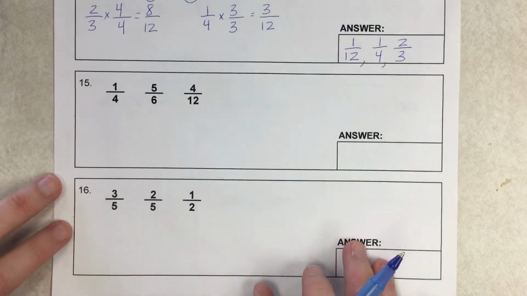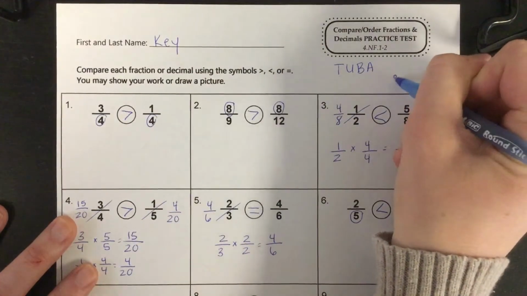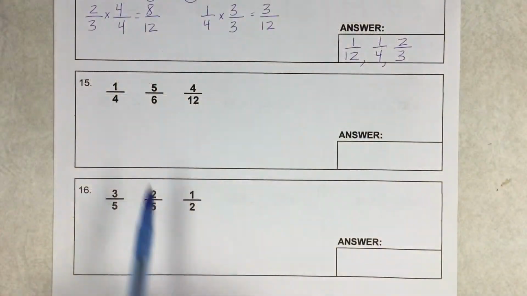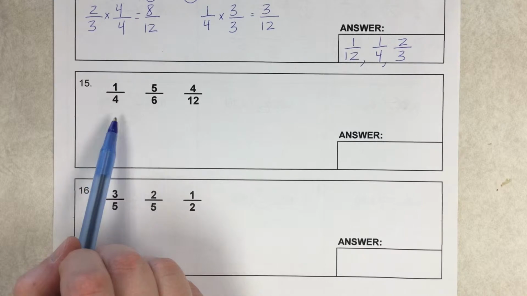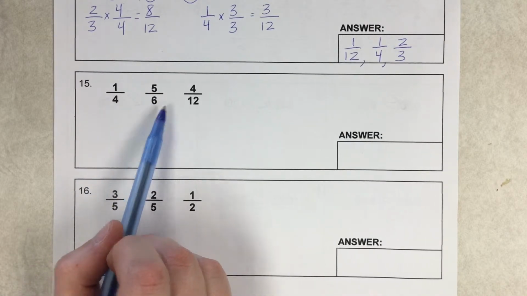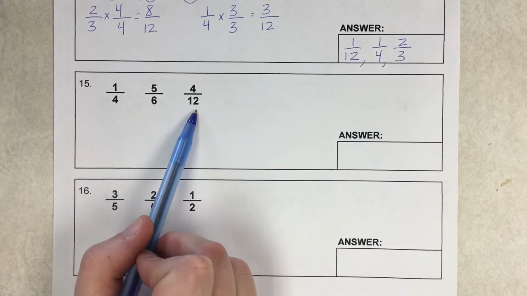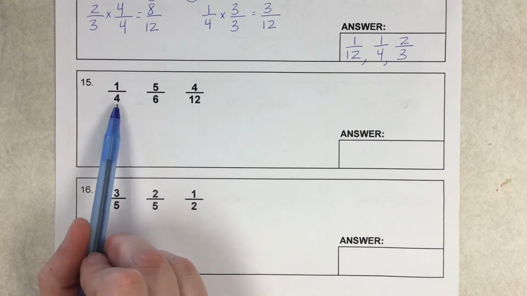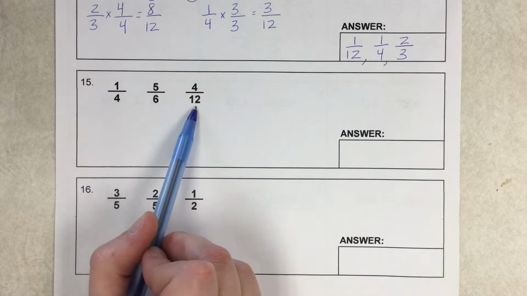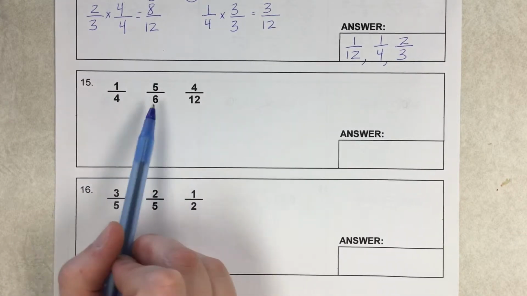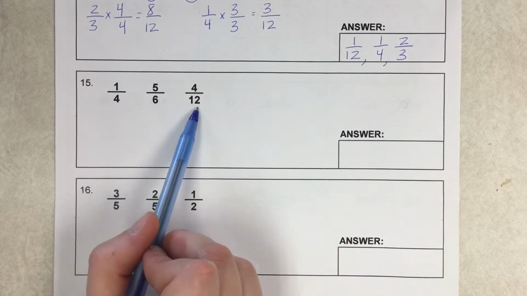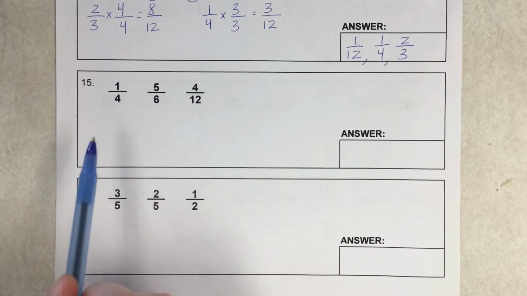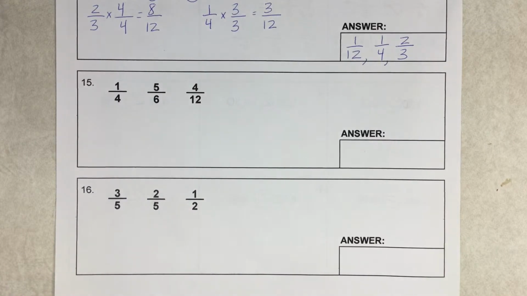All right, number 15. Here's your bonus, a music note. I have the fractions 1/4, 5/6, and 4/12. So let's see, my biggest one is 4. I know I can take the denominator 4 and change that into 12, 4 times 3. And I could take the denominator 6 and change that into 12, 6 times 2. That way I can just change these two fractions, and that means I can leave that one alone, less work.